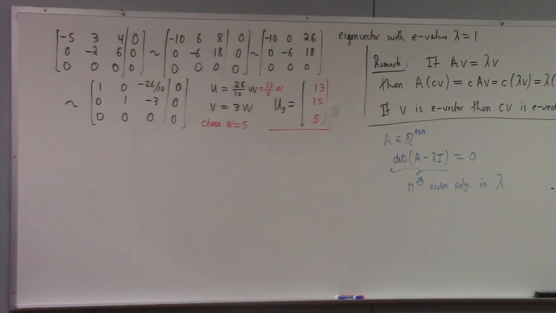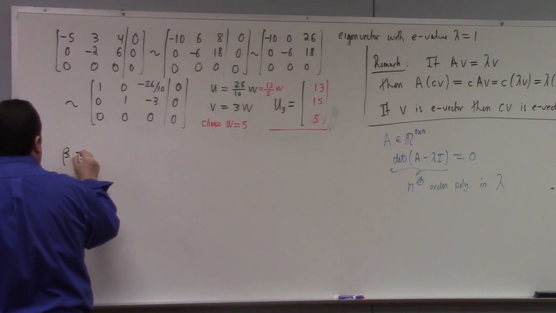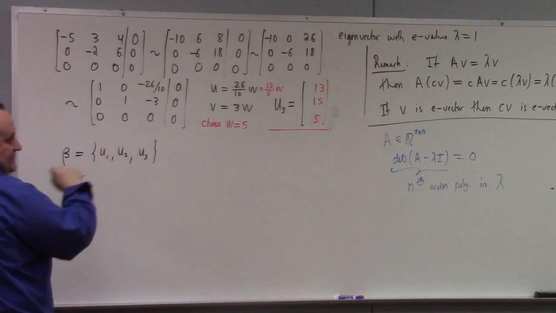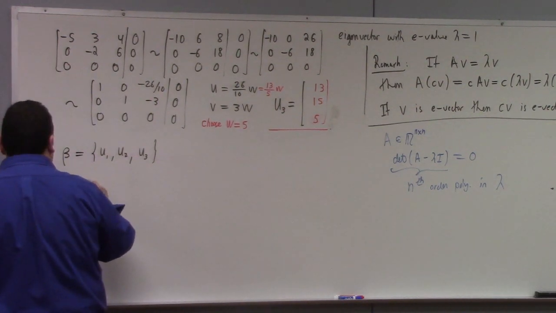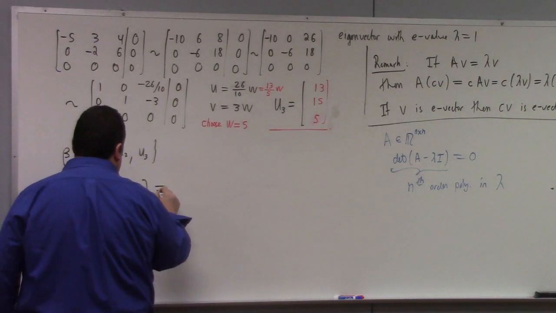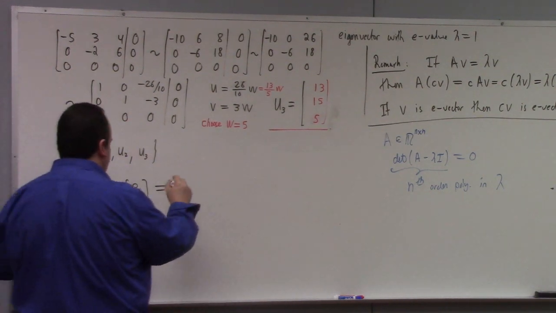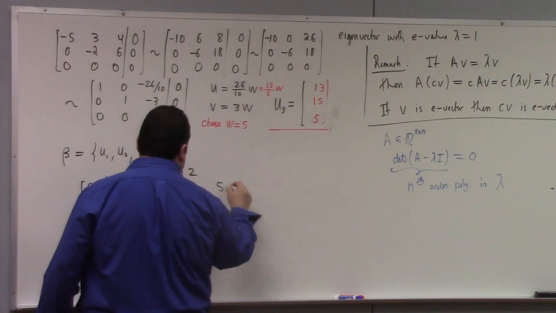Now, let me just tell you some fun facts at the end of all this. So if we let beta equal to, say, u1, u2, u3, my point is that that's difficult in general. Even for a 3 by 3, that's a cubic equation, right? So it requires some care. But if we were to write beta equals this, if we calculate beta inverse A beta, guess what we'll get? Well, I'll tell you what we'll get. We'll get 2, 5, 7.